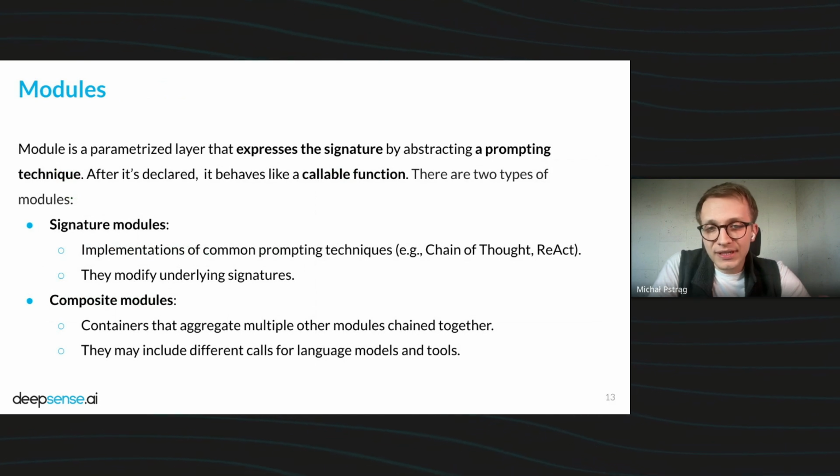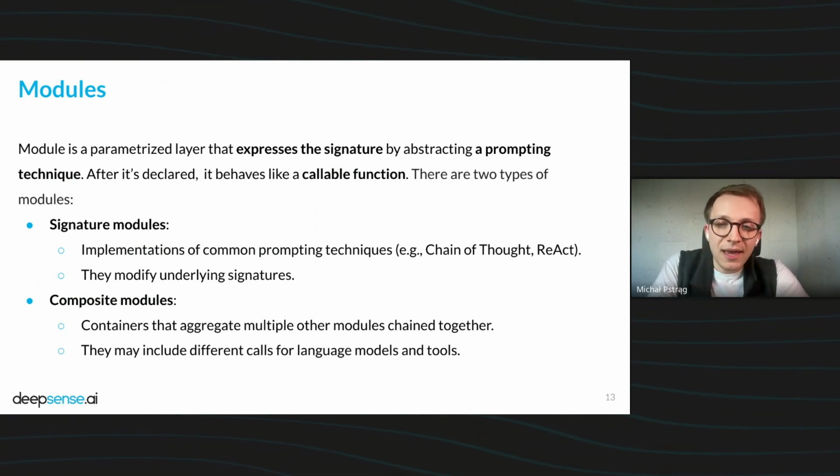All right, so the second concept that I mentioned was modules. A module is a parameterized layer that expresses the signature. And this is an abstraction around a prompting technique. Most of them are abstractions around a prompt technique. And once it's declared, it behaves like a callable function. And there are two types of modules. This is not an official classification. This is how I look at these modules.